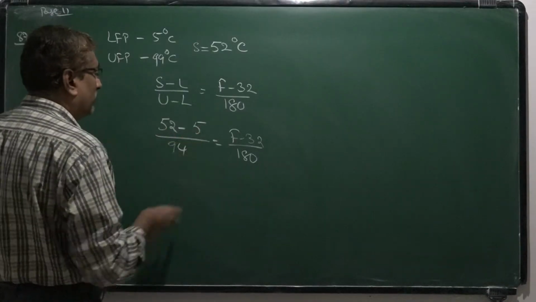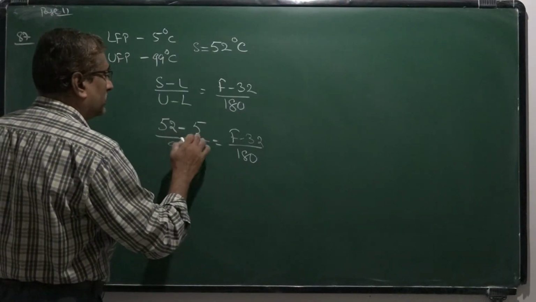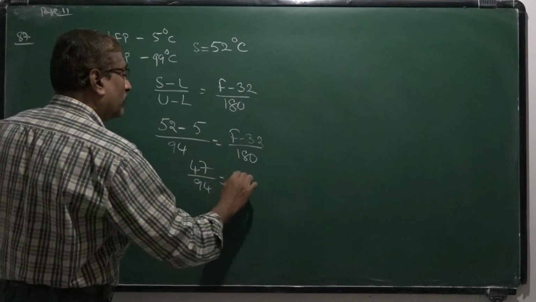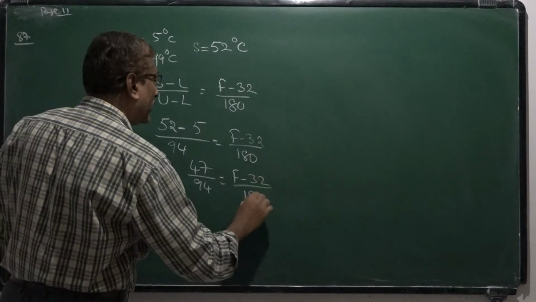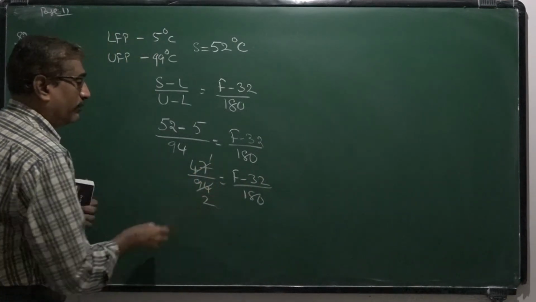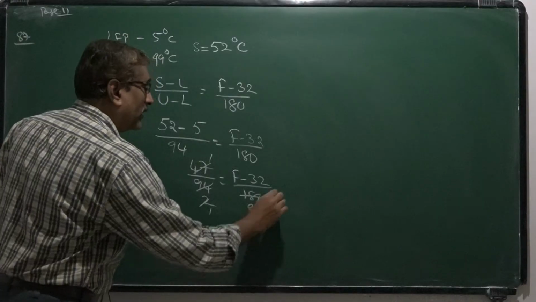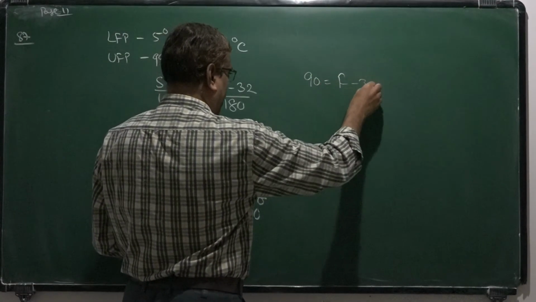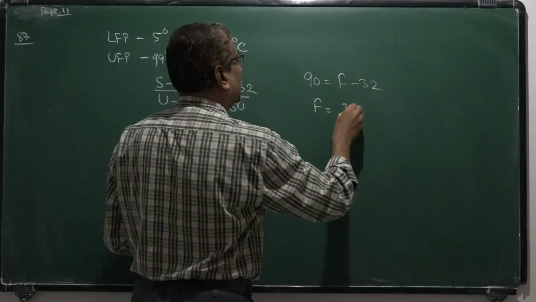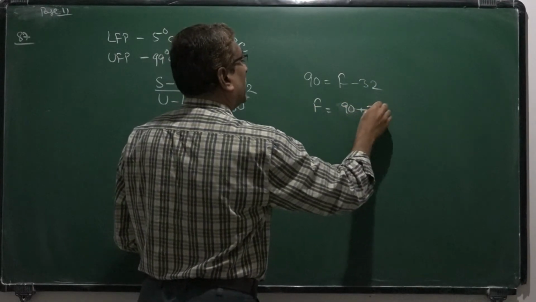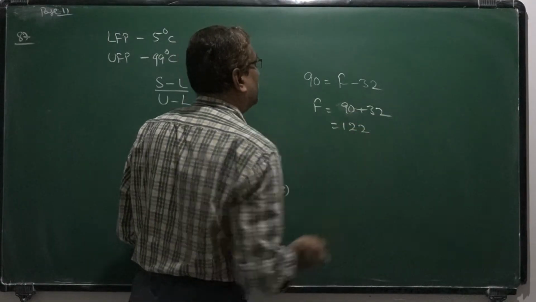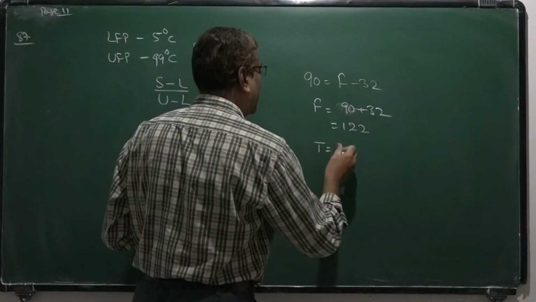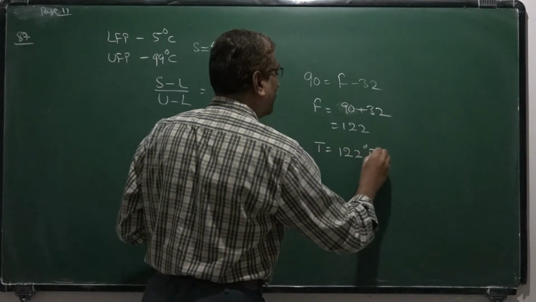Now this is 40, what happens is 47 by 94 is equal to F minus 32 by 180. So it is 1 twice 90, implies 90 is equal to F minus 32. So the Fahrenheit scale reads 90 plus 32, that is 122. So the temperature is 122 degree F.